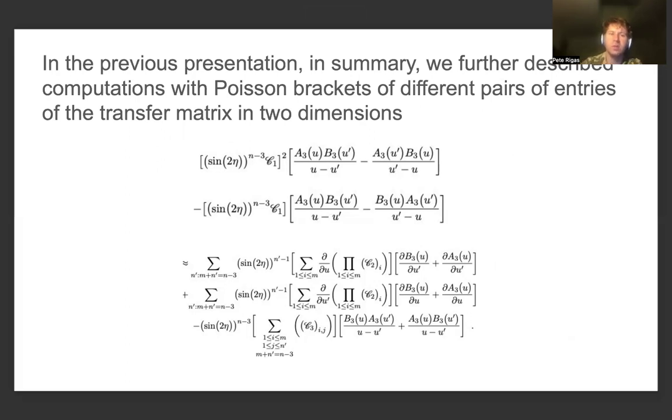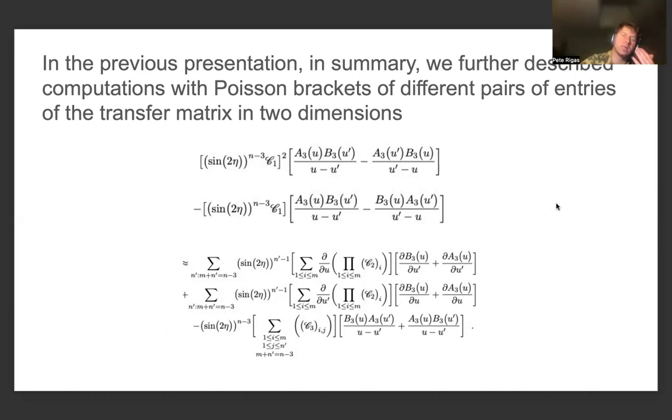And like we were saying, in summary from the previous presentation, to close out our discussion for the recap, we further describe computations with the Poisson bracket on different pairs of the entries of the transfer matrix in 2 dimensions. So like we had said in the first line, we saw some similarities between the approximation for the first Poisson bracket and the approximation for the second Poisson bracket. But then when we reach the 5th Poisson bracket out of the 9 Poisson brackets in the relation, there are a lot of non-trivial terms which appear, which make the computations with the Poisson bracket really complicated.